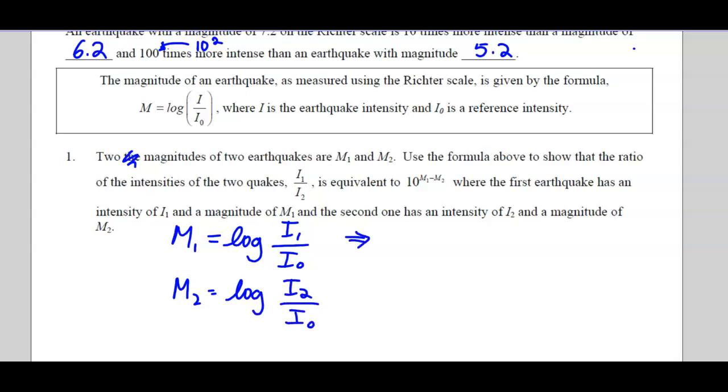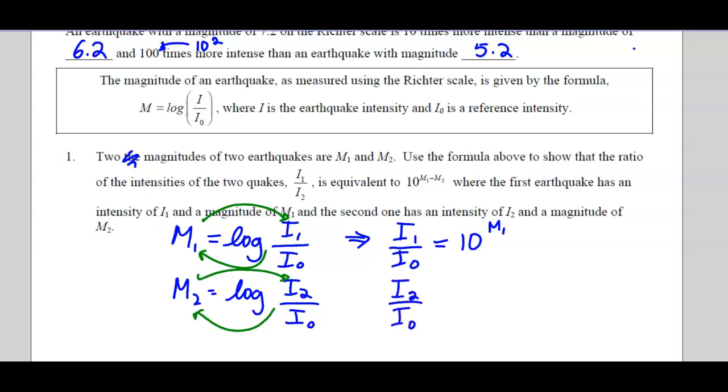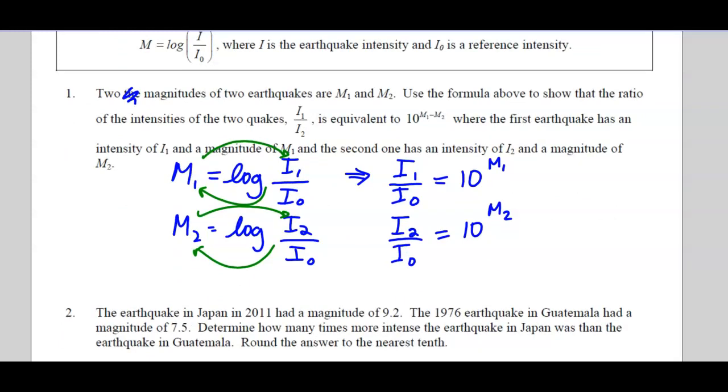Let's get rid of the logs. We want to get it in exponential form. Converting to exponential form, we get I1 over I naught equals 10 to the M1. Next one, I2 over I naught equals 10 to the M2. And we want the ratio I1 over I2. You could multiply through to get I1 by itself and I2 by itself, and then divide those equations.